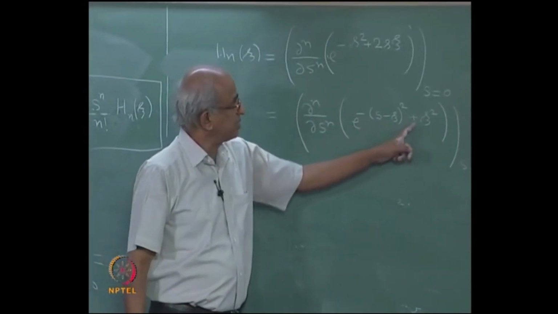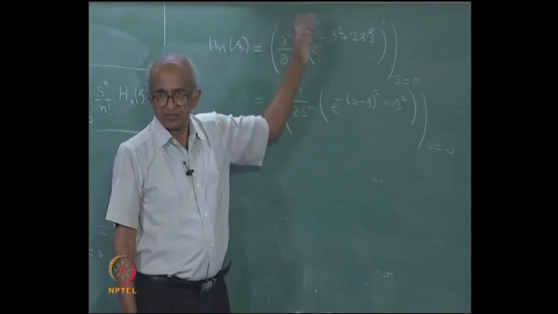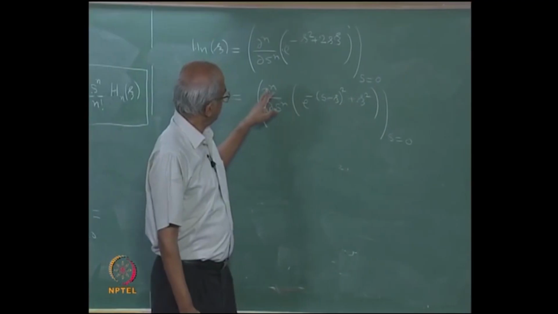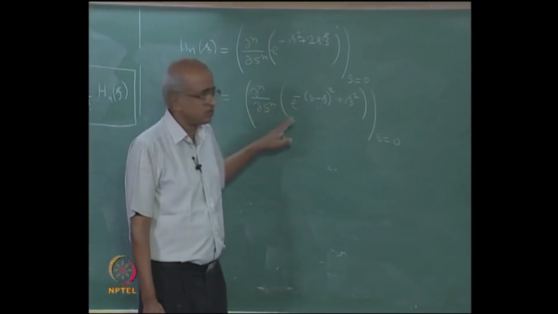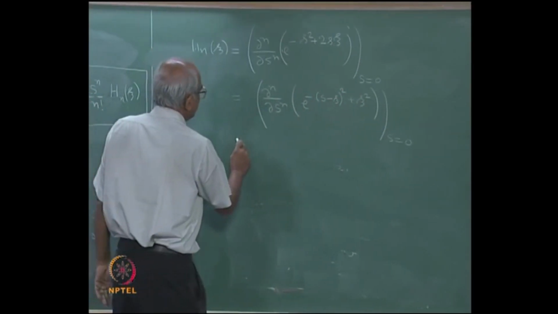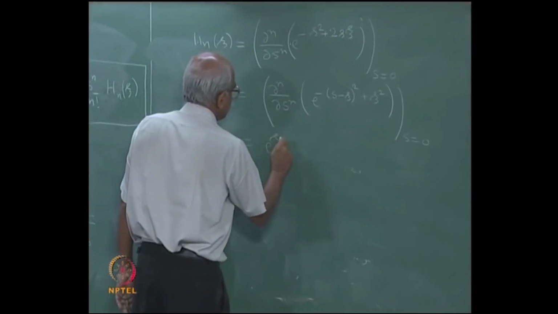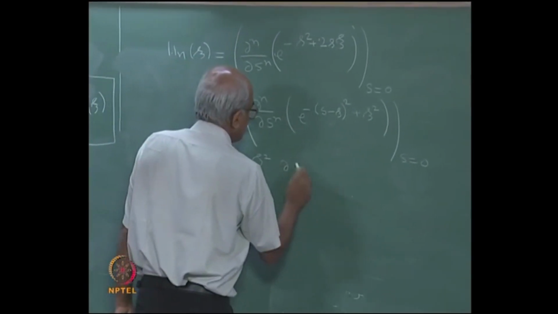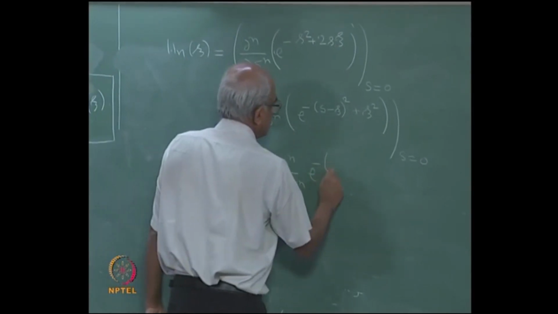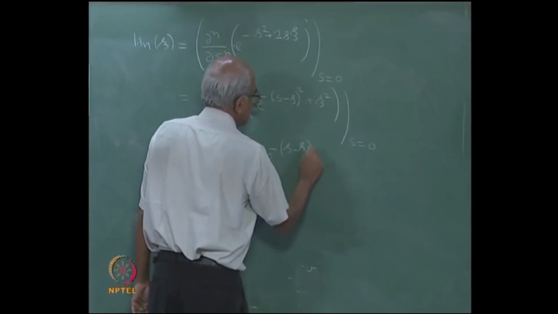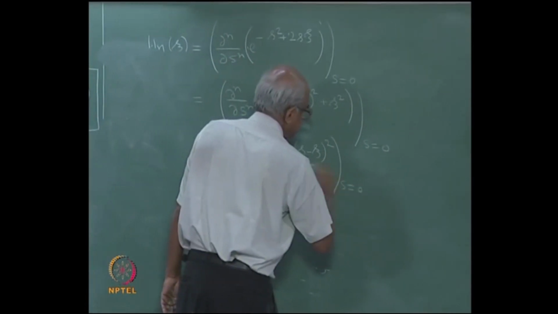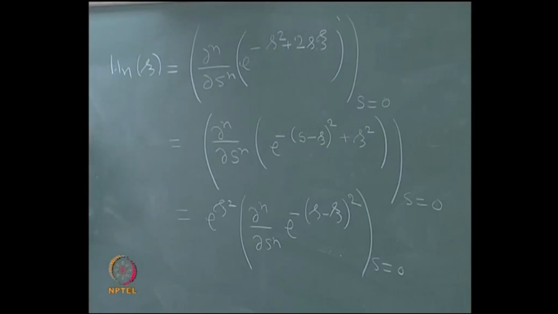Because if you had expanded this, you are going to just get back that, right. So that is obvious. Now, e to the power of plus c square is there, but you are differentiating partially with respect to s. So this e to the power of c square is not going to be affected, so I can take it out. So, you will get e to the power of c square dou to the power of n by dou s to the power of n e to the power of minus s minus c whole square.